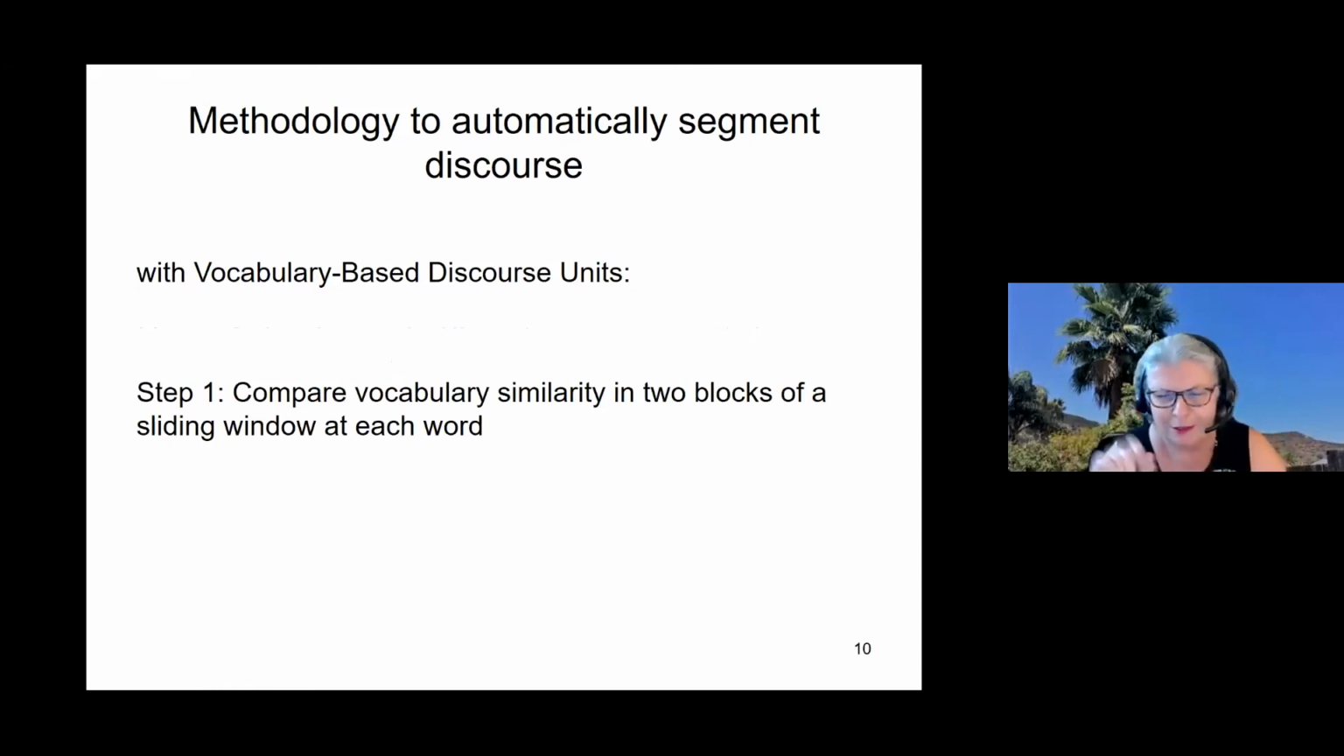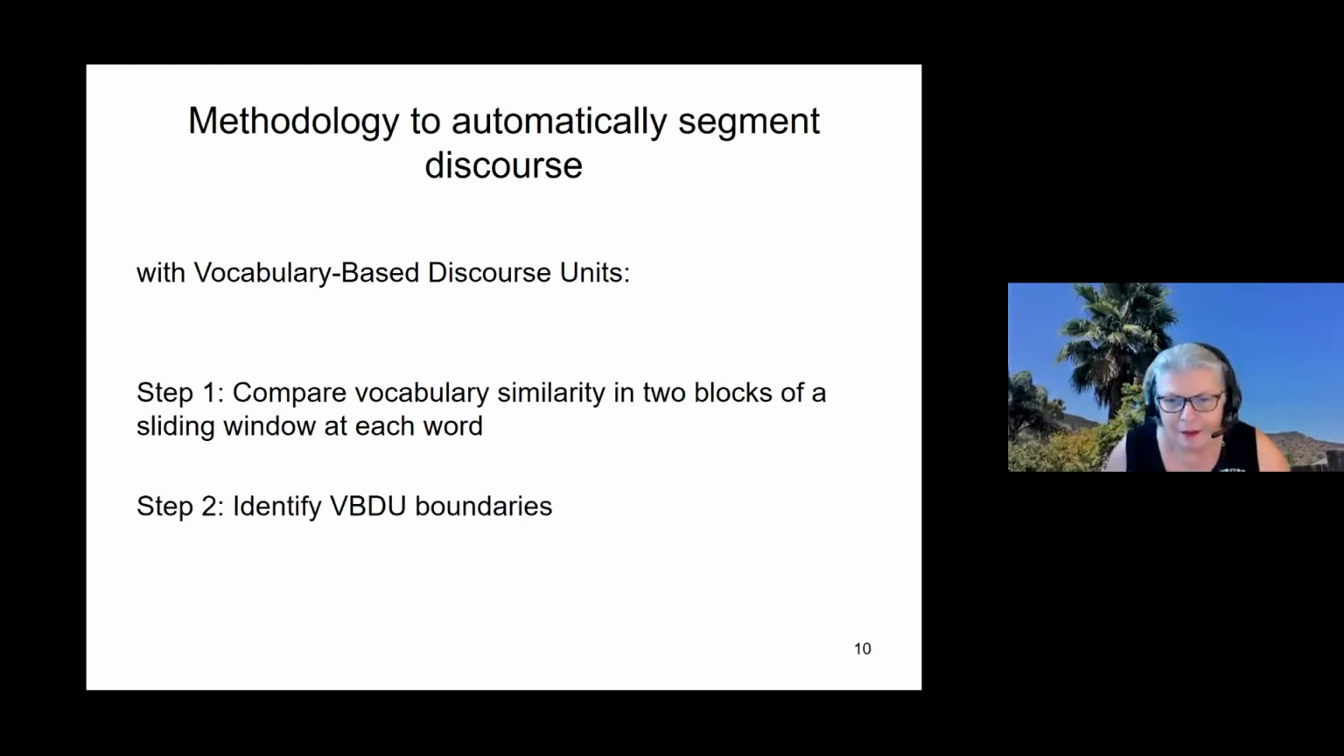It's just 1 second, but I need to frame it a little bit. So there are 2 steps involved in this. In the first step, we want to compare the vocabulary in 2 blocks of a window at each word, okay? And I'll show you how this works in a minute. And then we can plot that. And then we want to be able to identify where the boundaries are.